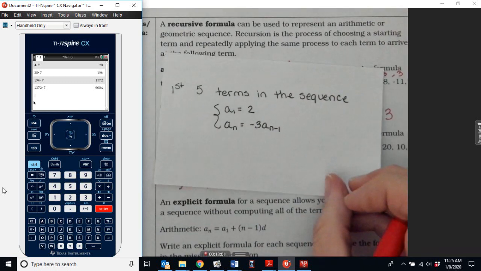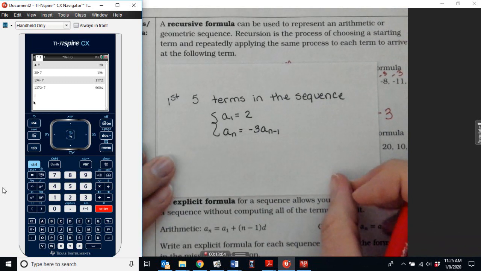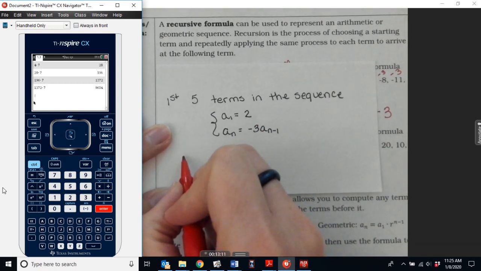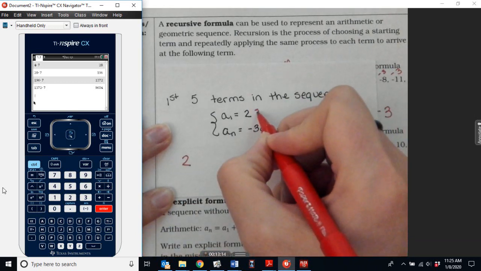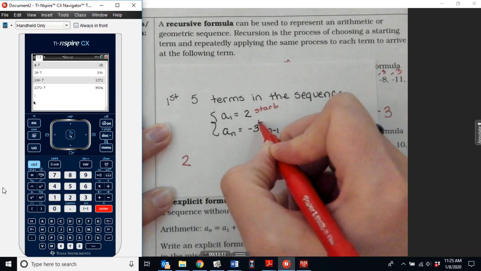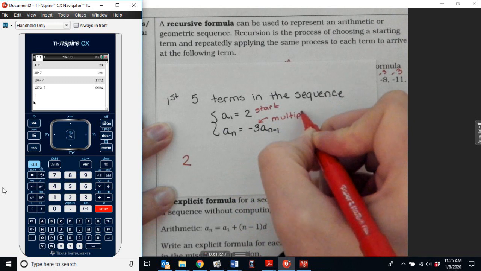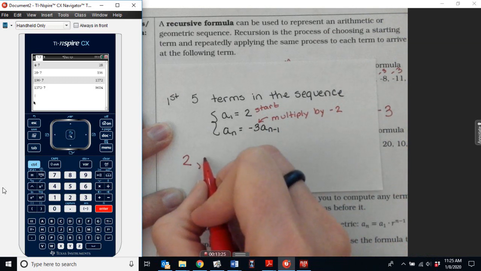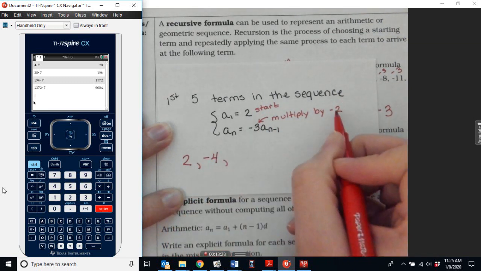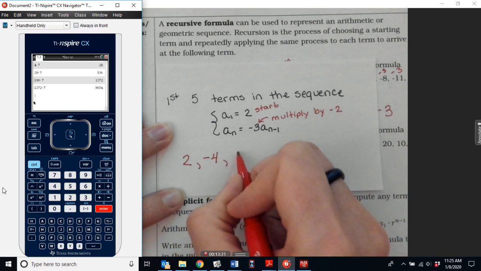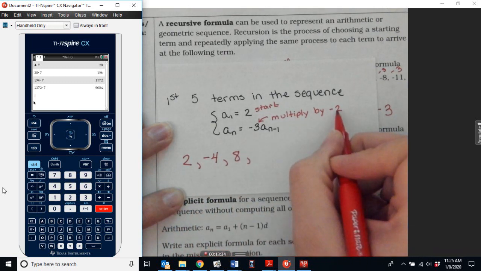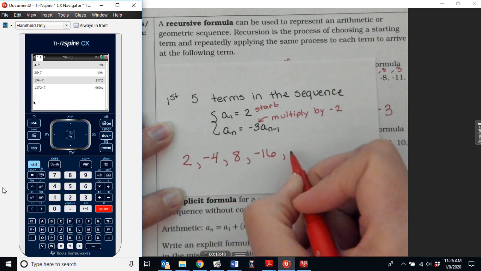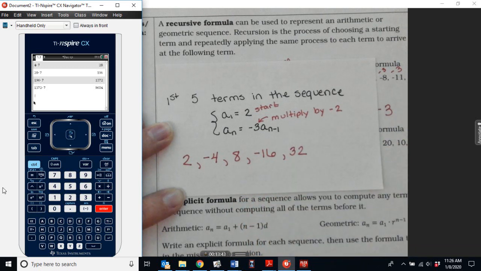All right, you try this one. Okay, what are the first 5 terms in this sequence? So it starts with 2. Right, this is my start. And I multiply by -2. So 2 times -2 is -4. -4 times -2 is +8. 8 times -2 is -16. And -16 times -2 is +32.